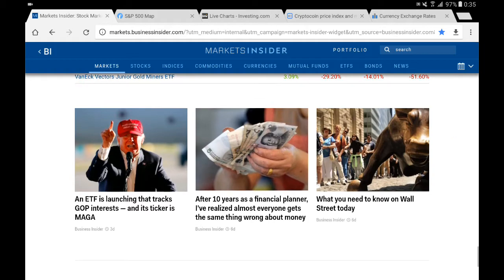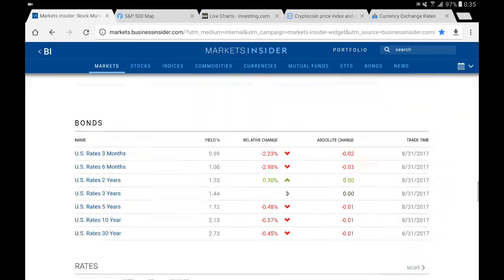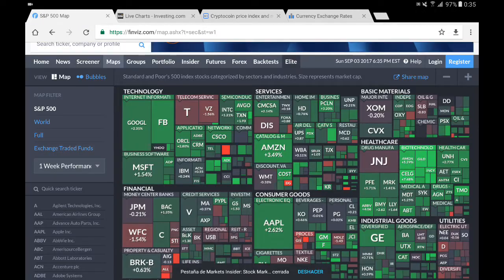Great issue, those tax cuts. Over here, an ETF is launching that tracks GOP interests, and its ticker is MEGA. Okay, and over here, after 10 years as a financial planner, I've realized almost everyone gets the same thing wrong about money and what you need to know on Wall Street. And that's it. So now let's move on and let's continue.